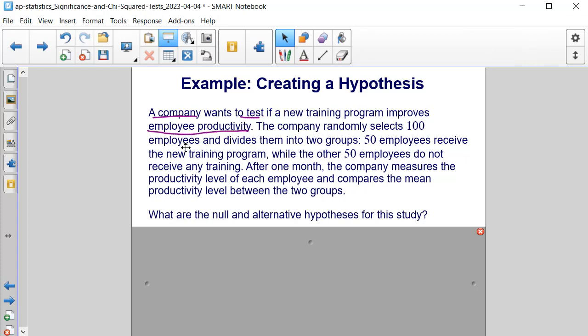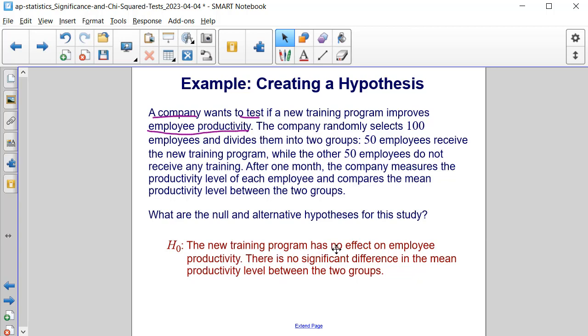Now that we have found that our parameter is employee productivity, we can make the hypotheses for the study. Let's start with the null hypothesis. Remember that the null hypothesis has no significant difference or association, in our case, with the employee productivity. So our hypothesis would be something like this. The new training program has no effect on employee productivity, and there is no significant difference in the mean productivity level between the two groups, the experimental group and the control group.